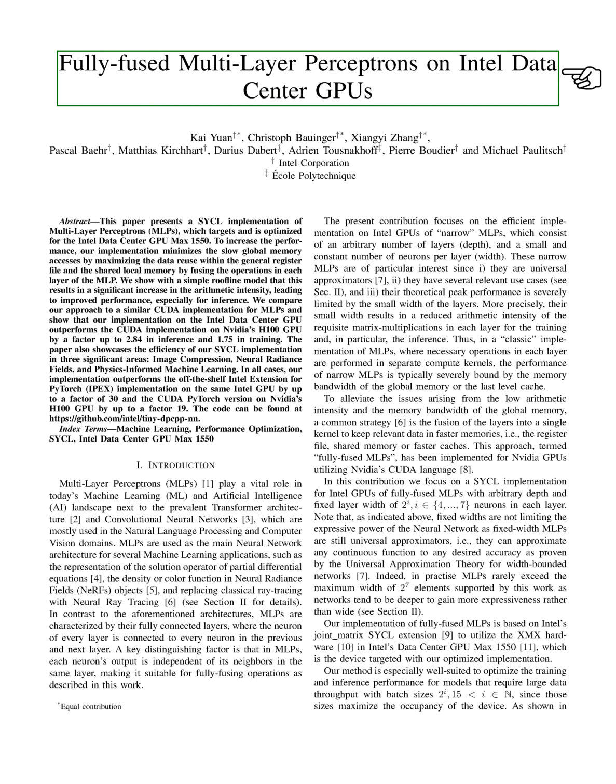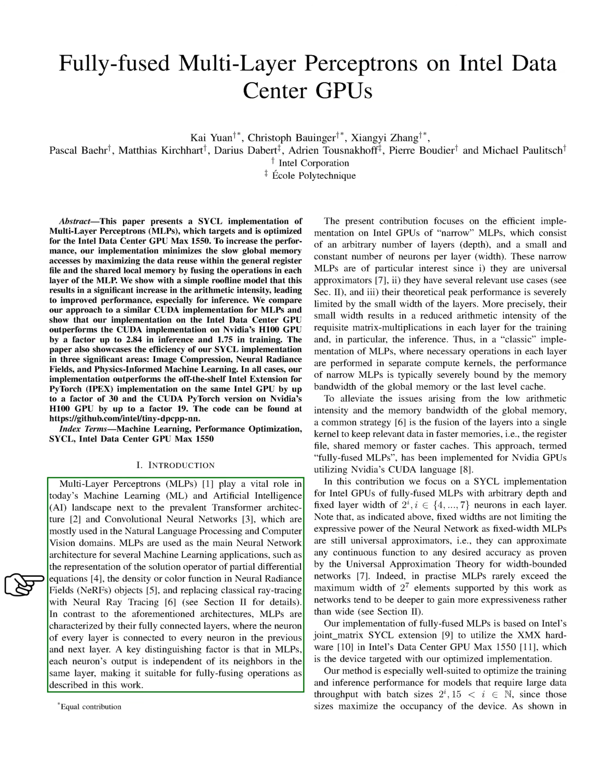Section: Introduction. In this section, we will discuss the significance of multi-layer perceptrons, MLPs, in today's AI landscape. MLPs are crucial in machine learning, ML, and artificial intelligence, AI, alongside transformer architecture and convolutional neural networks.